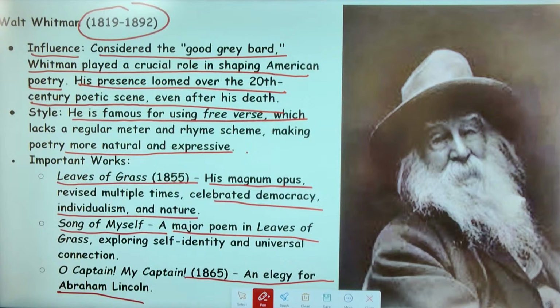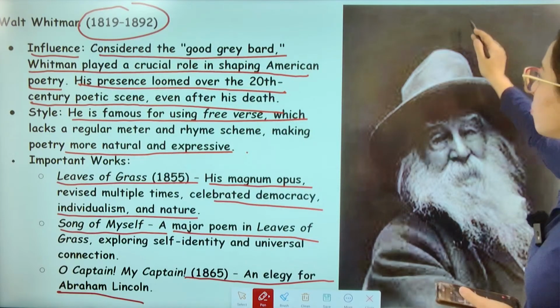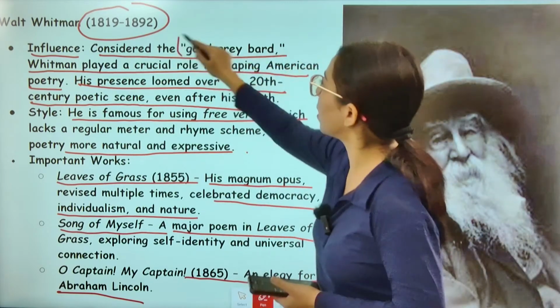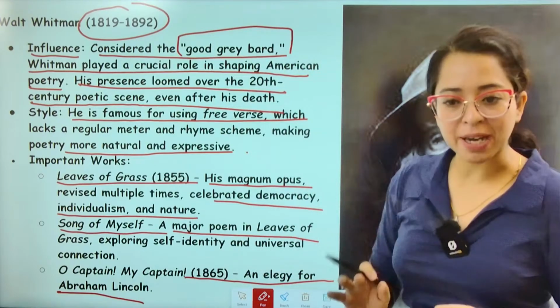All right. So this Walt Whitman becomes a very, very important writer, considered the good grey bard. Remember him from this perspective for sure.